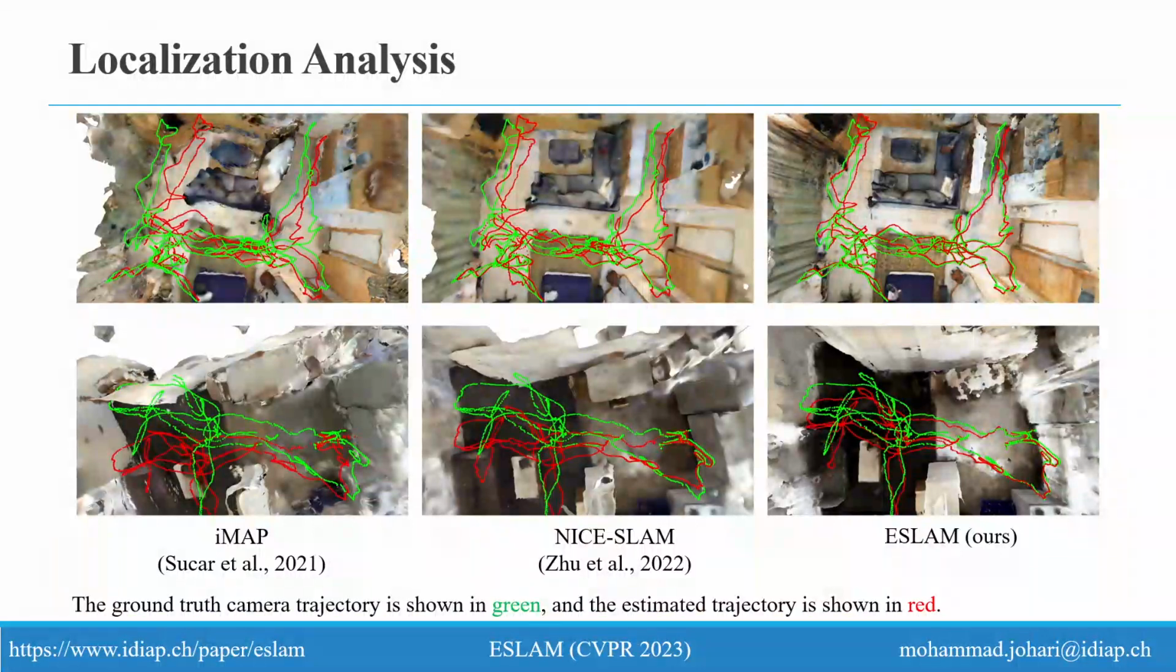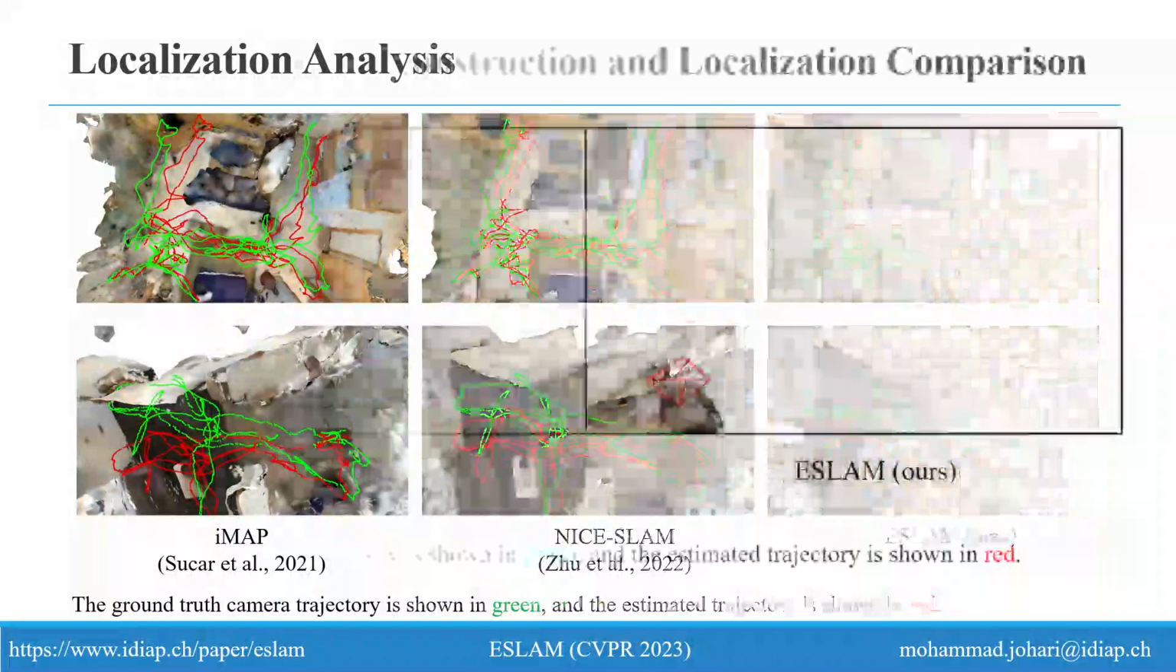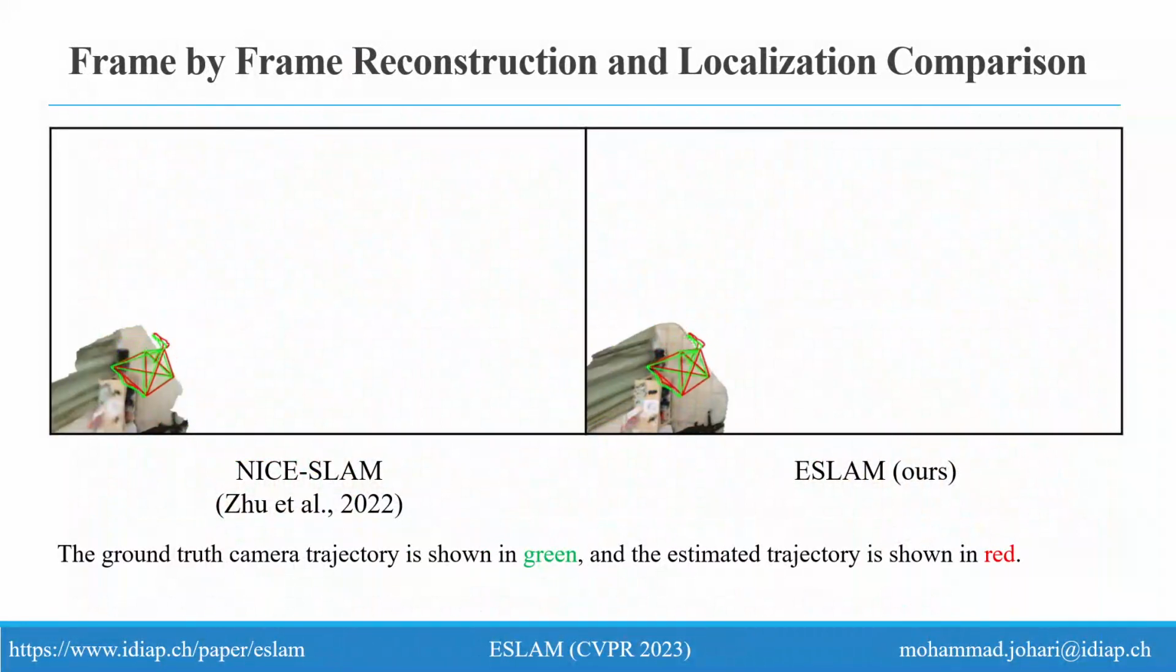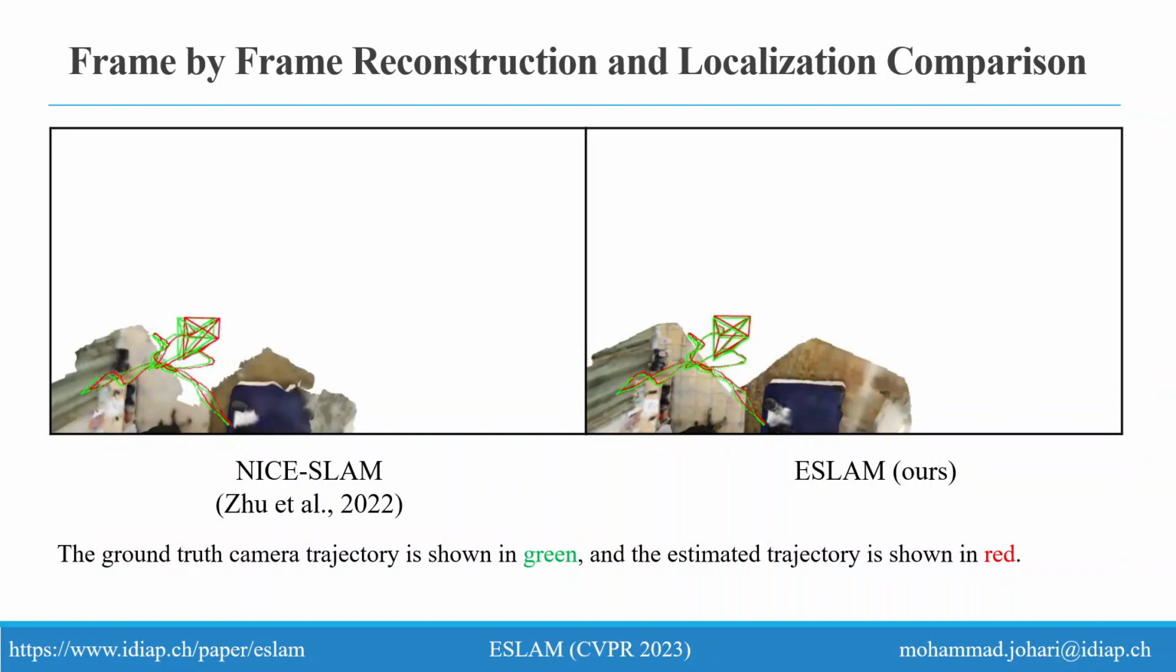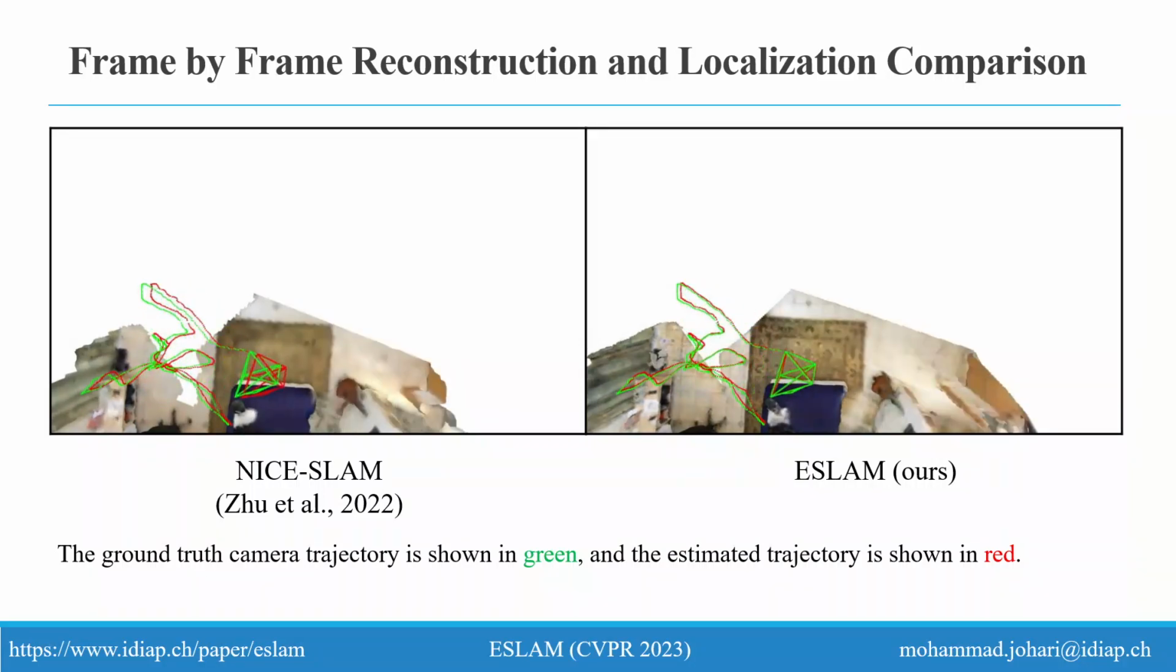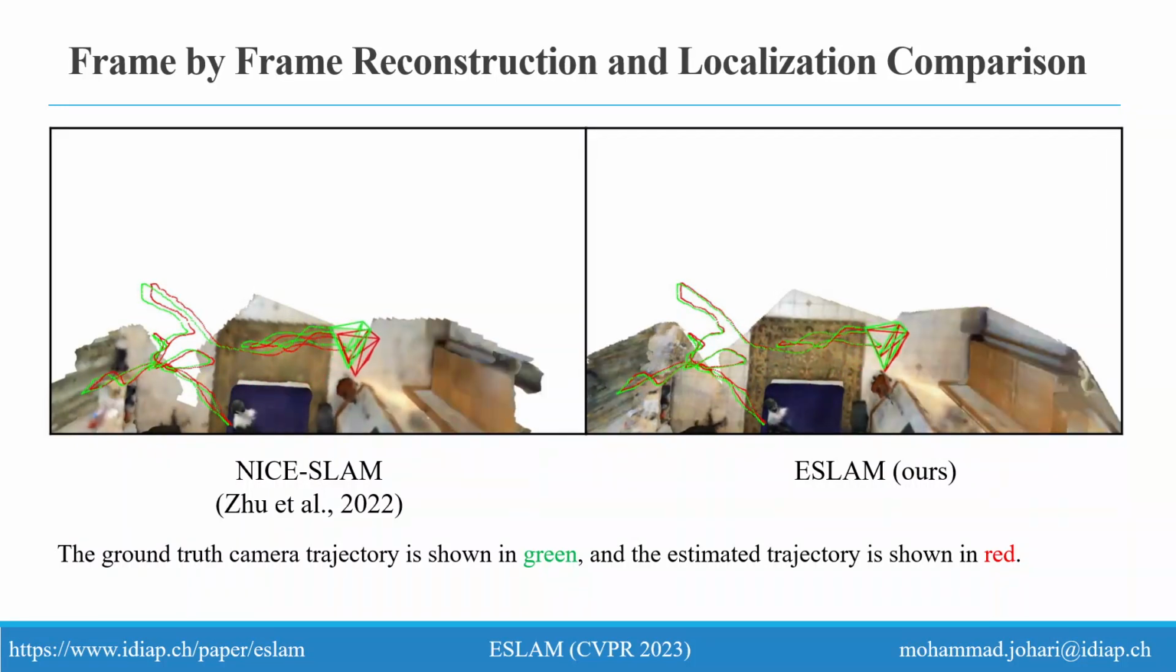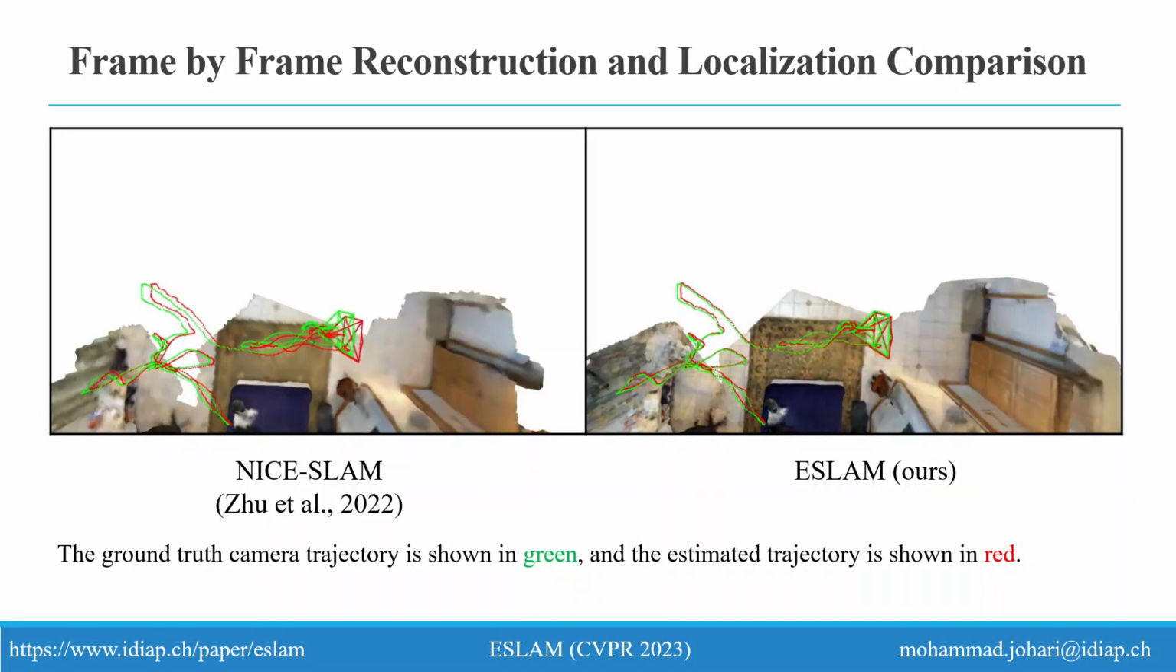Furthermore, we evaluate the accuracy of localization and tracking on the ScanNet dataset. Our approach demonstrates superior performance in following the ground truth camera trajectory. Here, we visualize a frame-by-frame comparison of reconstruction and localization quality between our method and NICE-SLAM on a scene from the real-world ScanNet dataset. We outperform NICE-SLAM in both camera tracking and scene reconstruction.